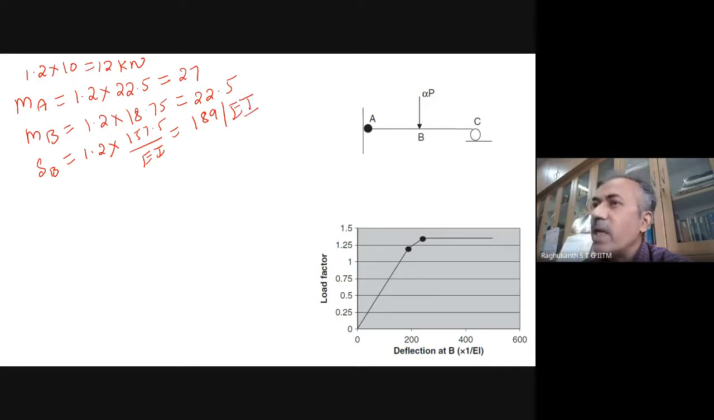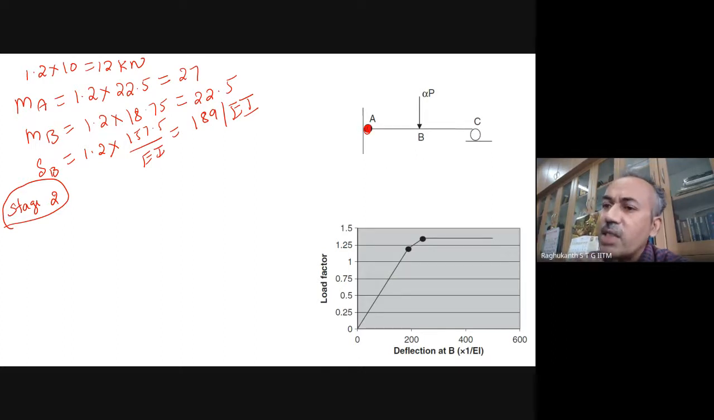Now what has happened is that A has become plastic, but B is still at 22.5. It has not become plastic yet. So now we have to do the stage 2 analysis. Since A has plastified, our assumption is that once a point has plastified, it will not carry any more extra load. So this becomes like a hinge. It is something like a simply supported beam.